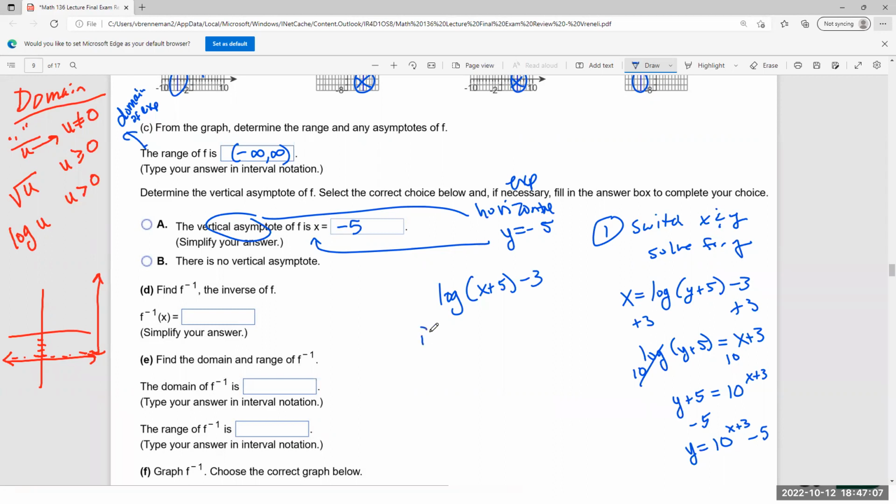So I list those. The first thing happening to an x is add 5. Then the second thing, what happens to that result is it gets a log applied, and that's a base 10 log. And then the third thing happening is subtracting 3. So the inverse is going to undo those things in reverse order.